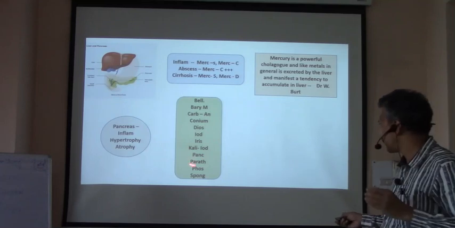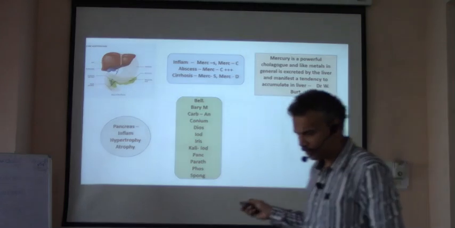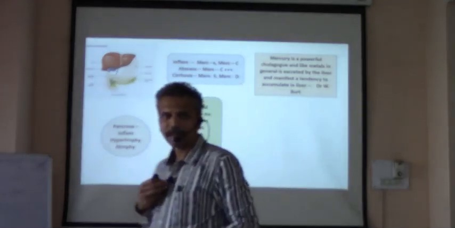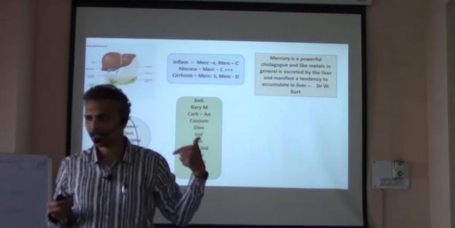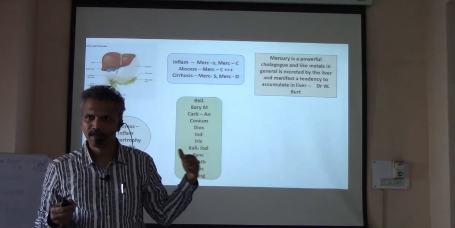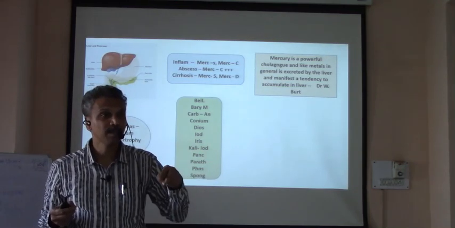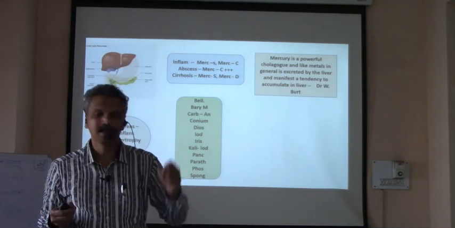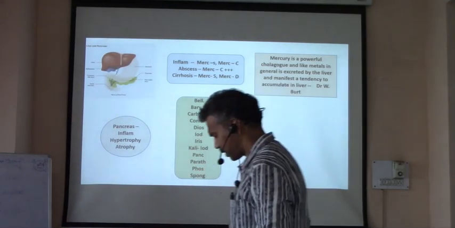And you also have a surprise remedy, parathyroid. I have never used it in my life. But parathyroid is the only remedy mentioned from the repertory that I have looked at. In Synthesis, okay, in the old version I have, parathyroid is the only remedy mentioned for chronic pancreatitis. Okay, chronic pancreatitis. You also have phosphorus.